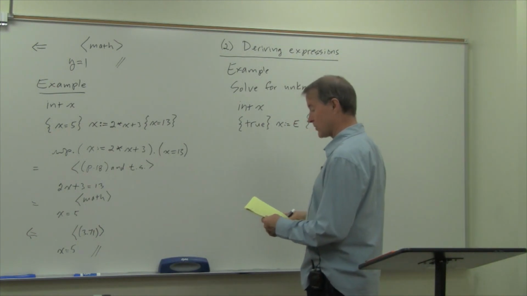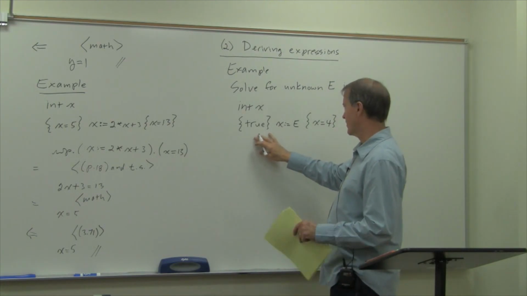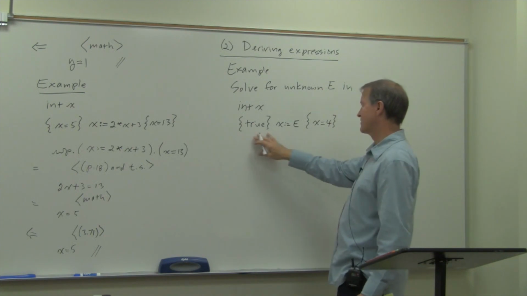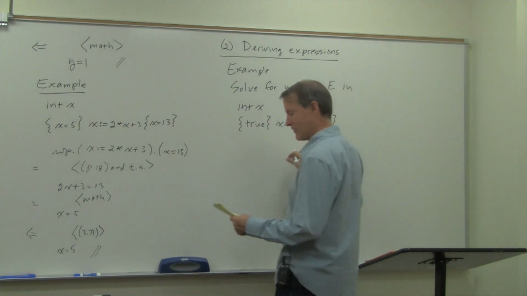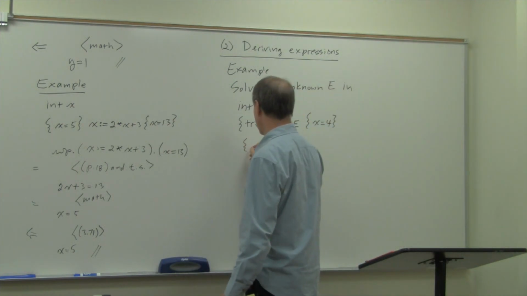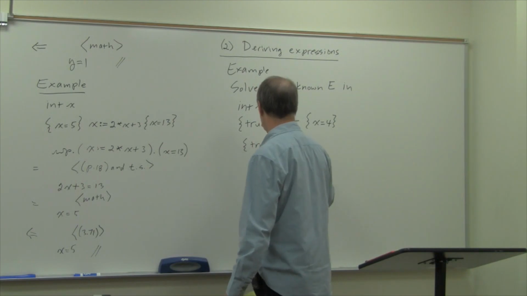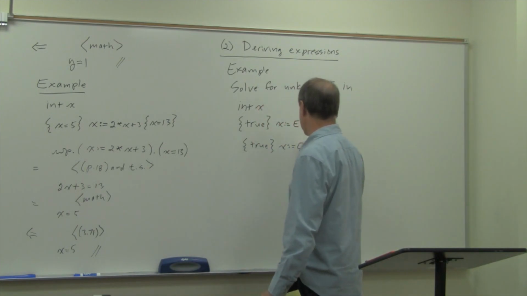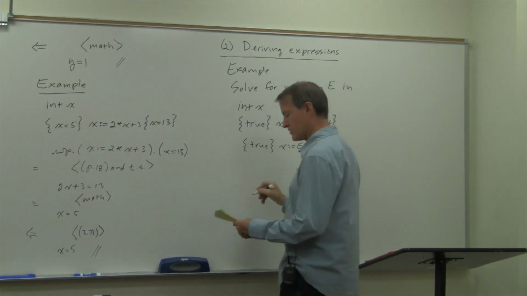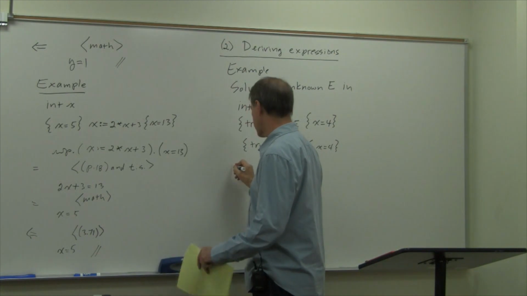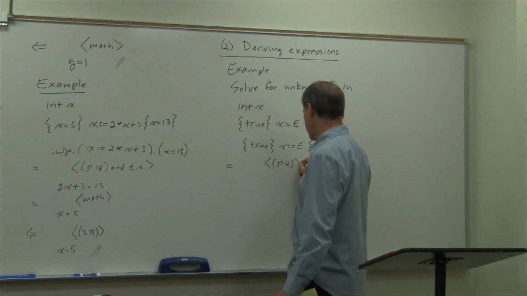Actually, here's what we're going to do. We're going to start with a Hoare triple. We're going to start with the whole thing. So we're going to do true, x gets E, x equals 4. Because that's the definition of a Hoare triple.